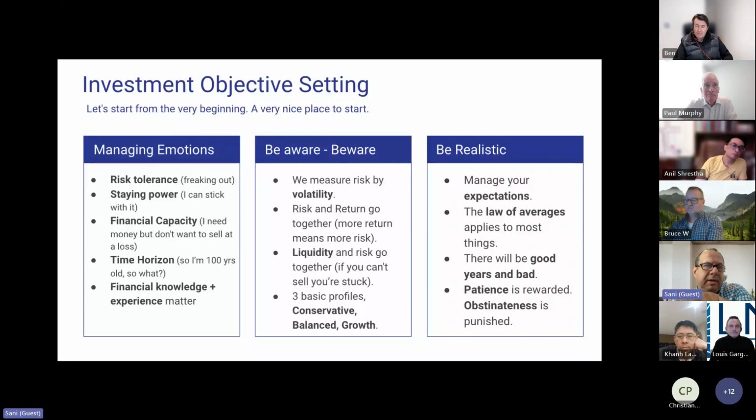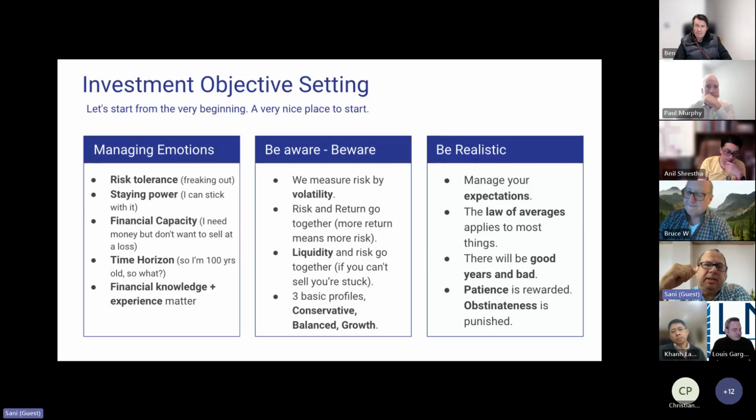So the first step in investment objective setting is you need to come to grips with your emotions. Risk tolerance is the most important topic there. Are you going to freak out if markets tank? Are you going to freak out, panic, and sell when you shouldn't be selling? Staying power, what does that mean? That means, can I really stick with my investments if all hell is breaking loose? Or do I not have the strength to hold on?